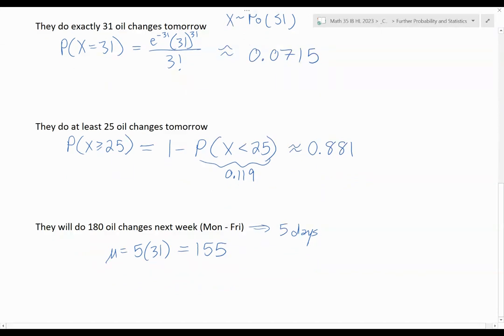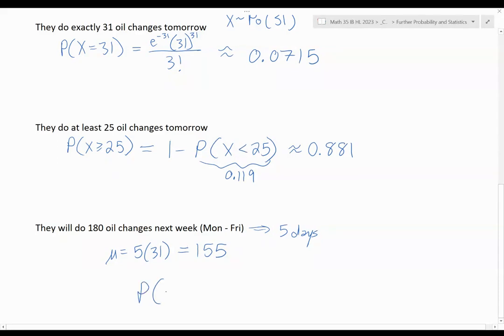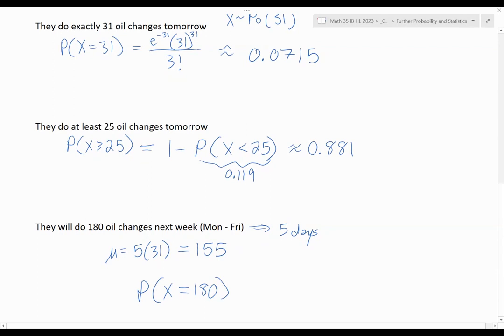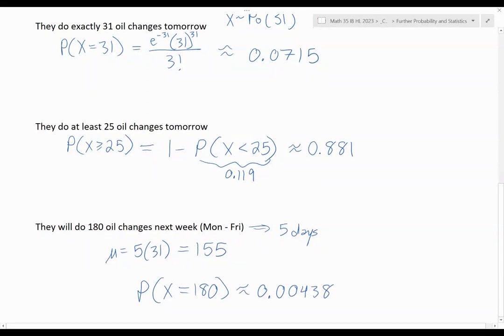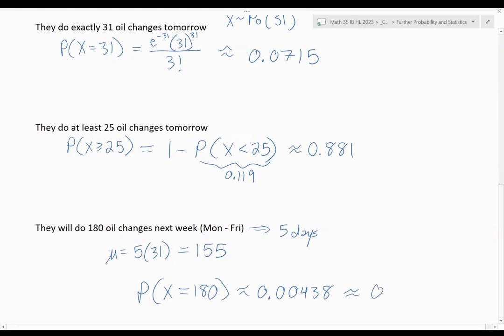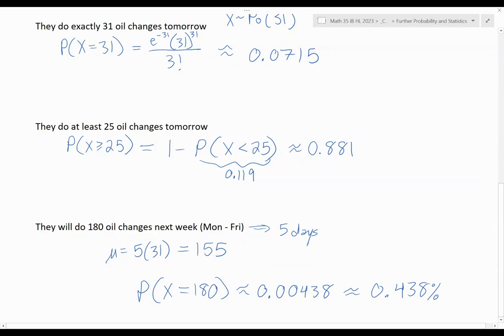So 180 oil changes in the week is going to be back to just the Poisson probability distribution, not cumulative, because I have an exact number. But this time my X value is going to be 180 and my mean is going to be 155. This is a very tiny probability. So the probability that X equals 180 in this case is going to be about 0.00438. You can express that in scientific notation. I'm actually going to express it as a percentage, 0.438%. And so that's quite a tiny probability of doing exactly 180, even though that is not wildly outside the realm of realistic in this instance.